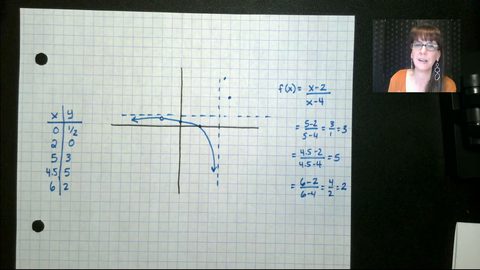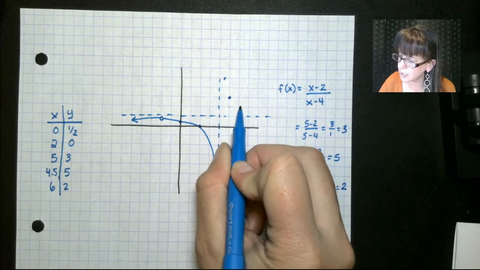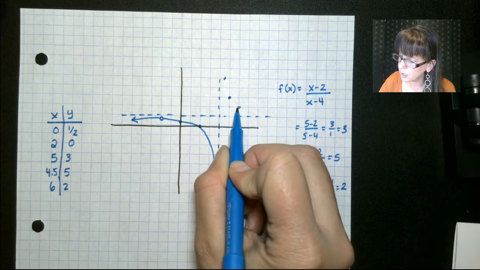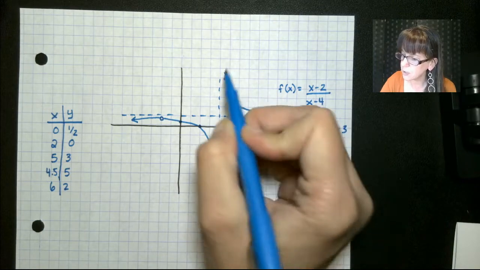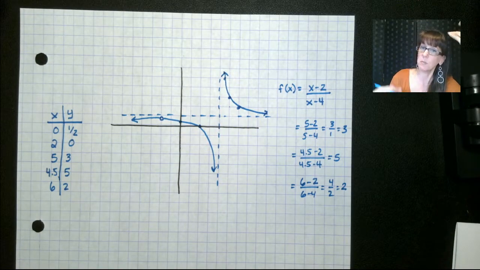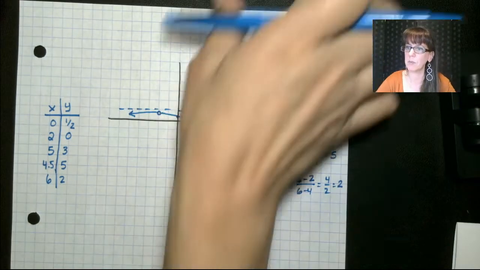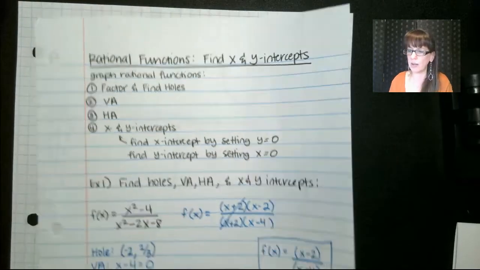My XY chart's never in order. Don't worry, it's not the end of the world. 4, 5, 6, and then up 1, 2. Oh, see, I was close. So yeah, you can see that this is starting to take shape. So that's how you graph it by hand, just plugging and chugging once you know all the important things. And the important things are the things we've been talking about. Remember, factor and find your holes, your vertical and horizontal asymptote, and your X and Y intercepts.